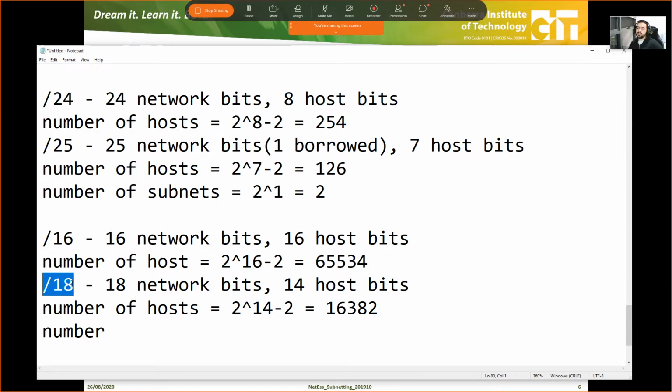Slash 18. 2 bits. 2 to the power of 2, that's 4. Sorry, 2 squared.